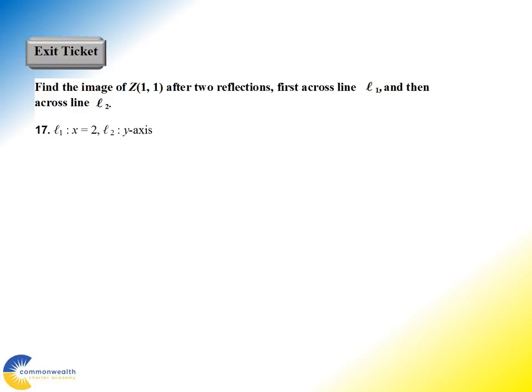So I'm going to take the point (1, 1) and first reflect it about the line x equals 2. Again, I like to draw a little figure of it, and I don't necessarily have to draw it to scale or increment it completely. I just want to be able to keep aware of a few things.